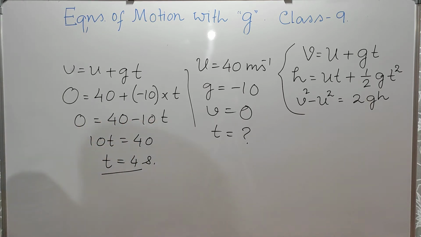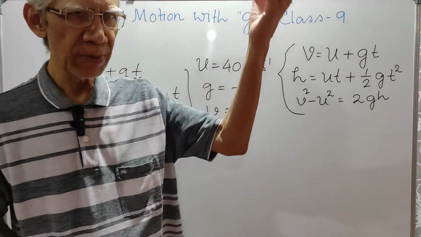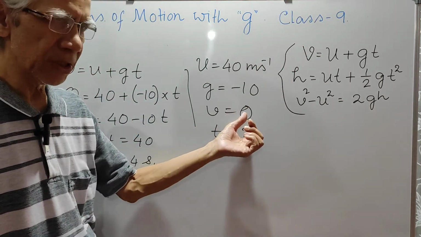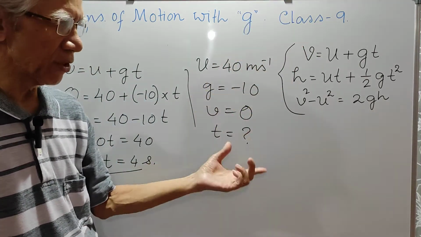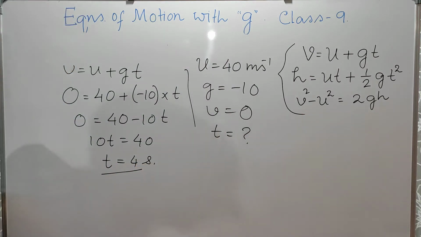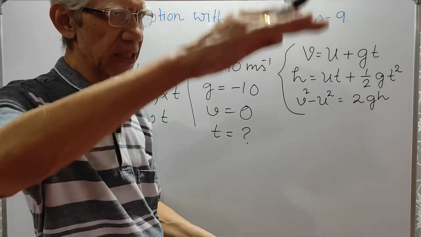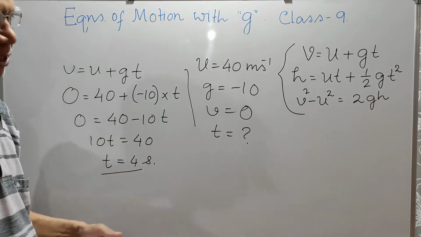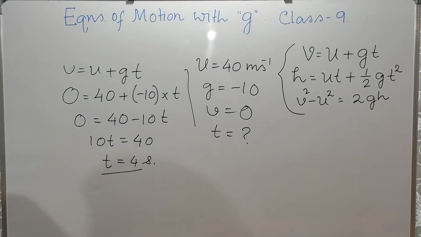10t is 40. Yes. So in what time will it reach the maximum height? At maximum height, velocity becomes 0. So after how many seconds? Yes, 4 seconds. So the body will reach maximum height after 4 seconds. Is it clear?